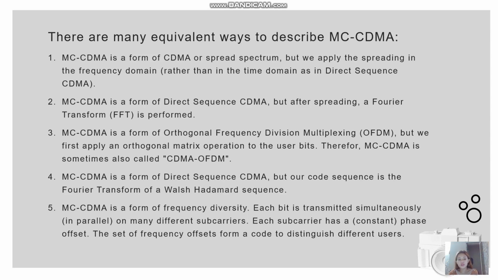Fourth, it's a form of direct sequence CDMA, but our code sequence is a Fourier transform of a Walsh-Hadamard sequence. And lastly, it's a form of frequency diversity where each bit is transmitted simultaneously on many different subcarriers, and each subcarrier has a constant phase offset. The set of the frequency offsets forms a code to distinguish different users.